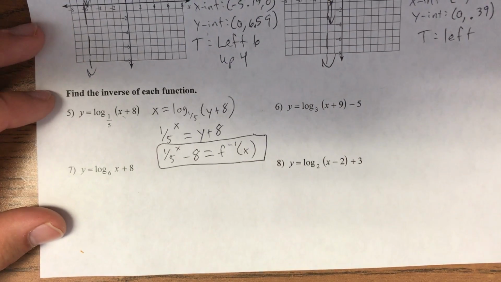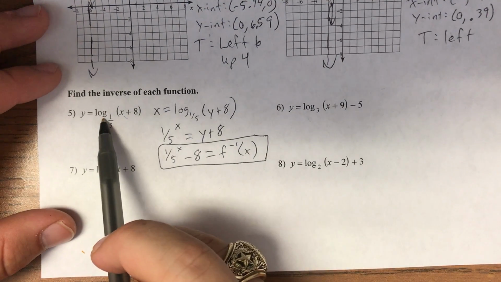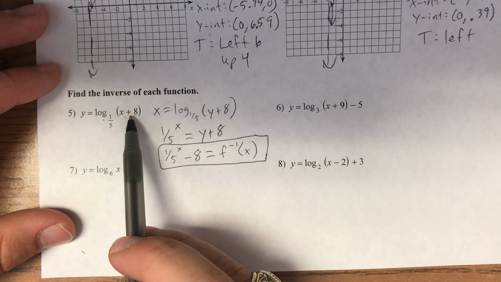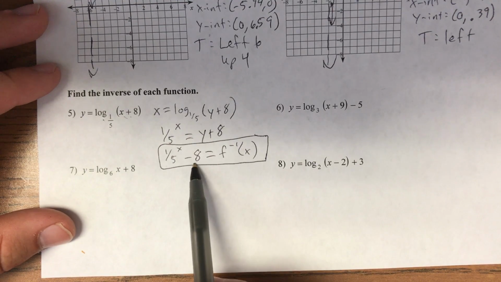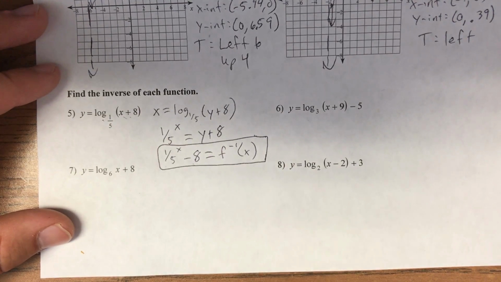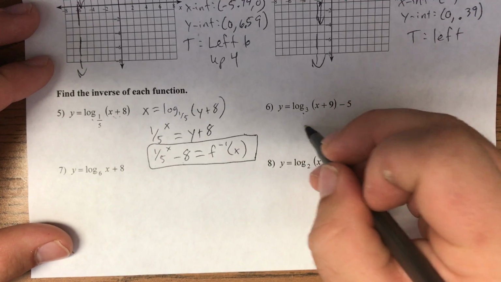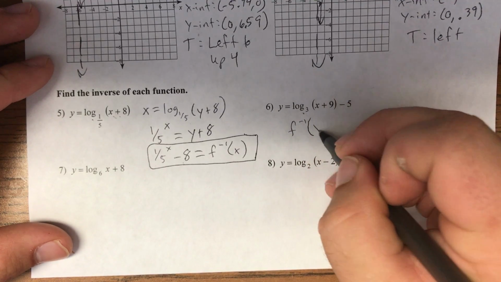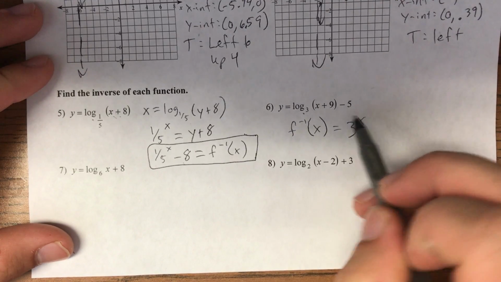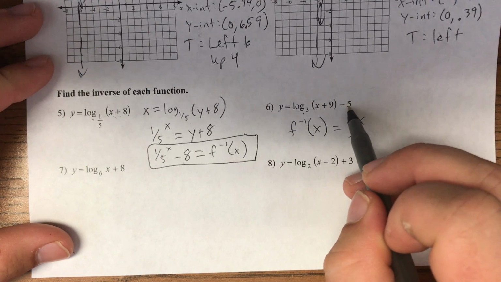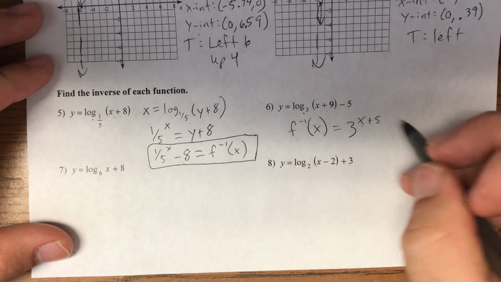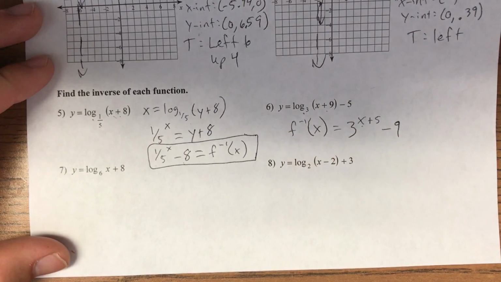I'll go ahead and put that in. And that's the work. The shortcut method is the log is going to change to exponential, and then all the other numbers will switch location and operation. So this was plus 8 on the inside. It changes to be minus 8 on the outside. There's nothing on the outside, so nothing goes on the inside with the x. So on number 6, it's log, so it's going to change to exponential. With the x, the -5 on the outside is going to change to be the inside and be positive. And then +9 on the inside changes to be -9 on the outside.